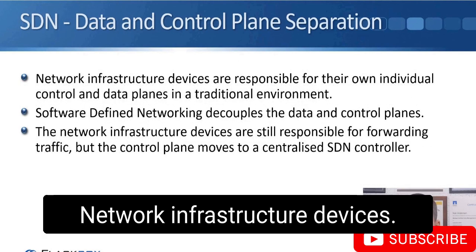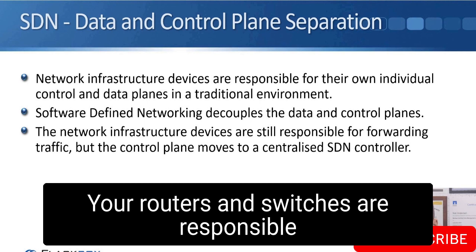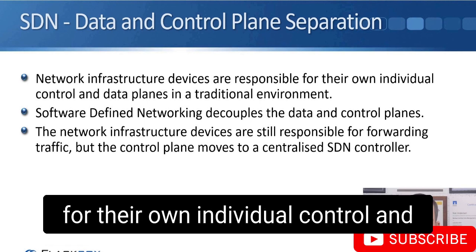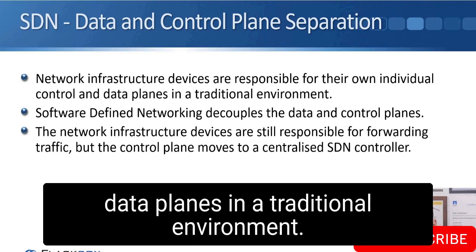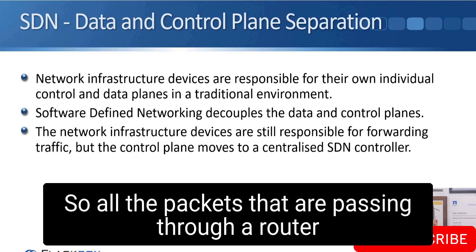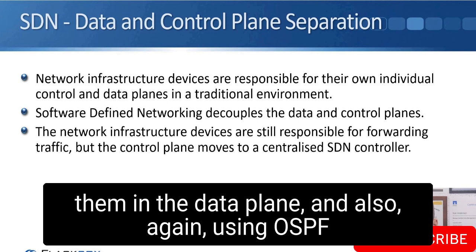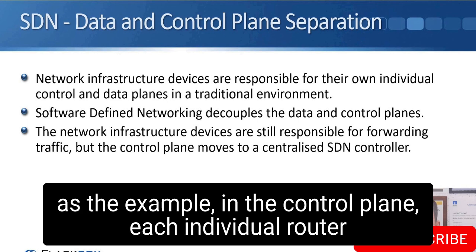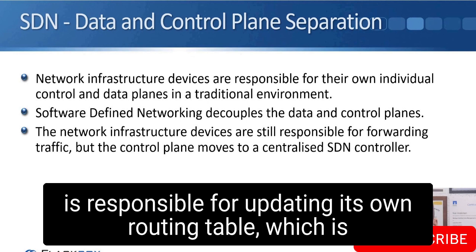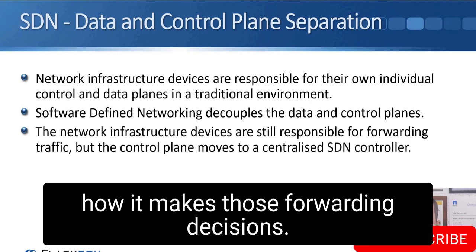Network infrastructure devices, your routers and switches, are responsible for their own individual control and data planes in a traditional environment. So all the packets that are passing through a router or a switch, it's a router or switch that is responsible for forwarding them in the data plane. And also, again, using OSPF as the example in the control plane, each individual router is responsible for updating its own routing table, which is how it makes those forwarding decisions.